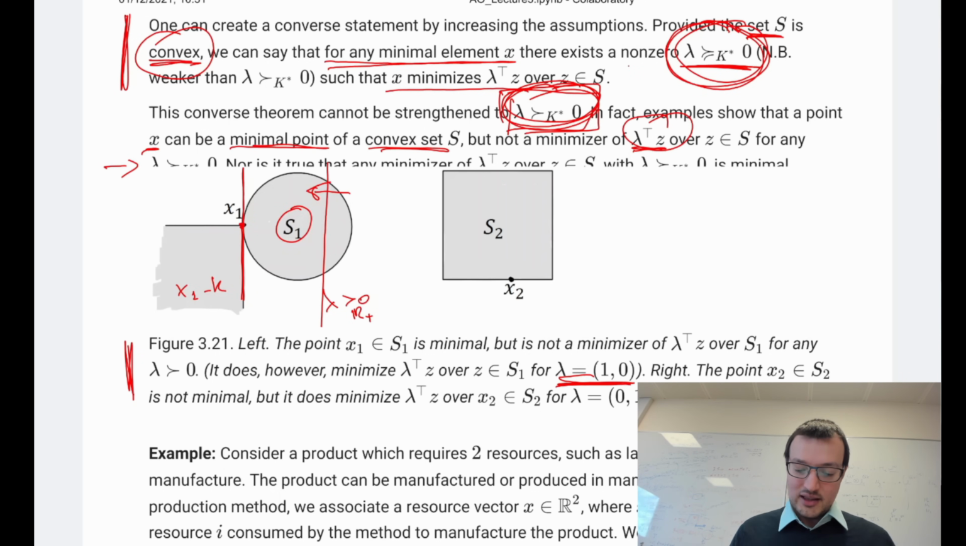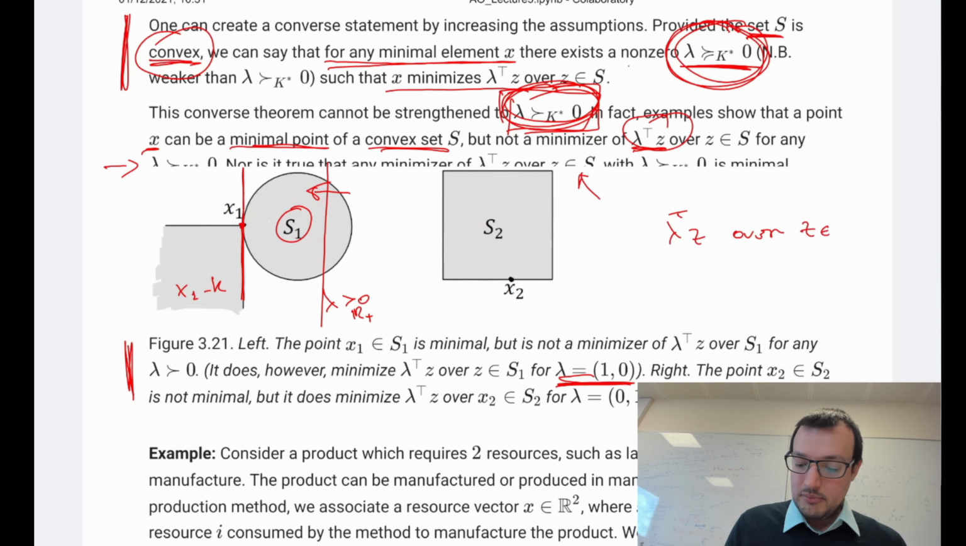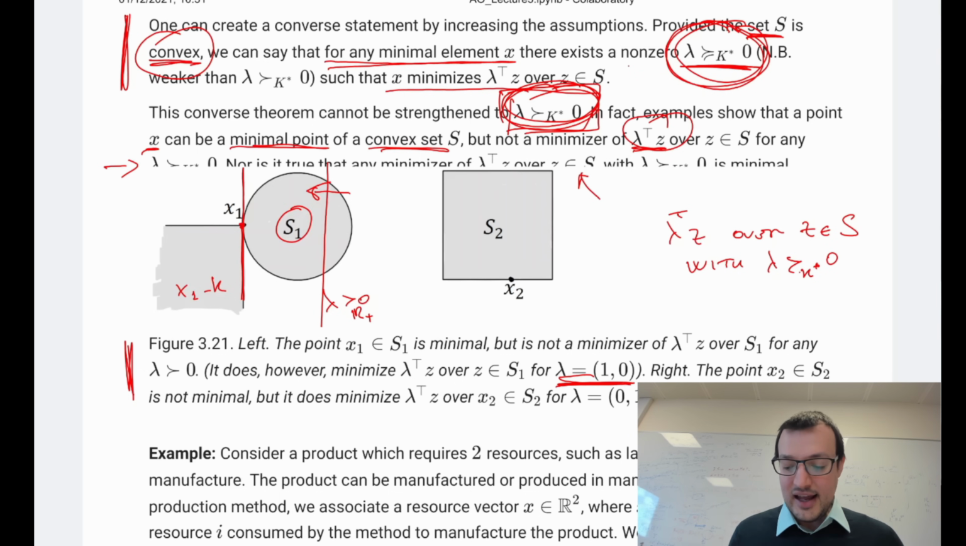And the other statement was the fact that even if x2 is a minimizer of lambda transpose z over z belonging to the set S with lambda strictly positive in the dual cone, even if this is the case, the point is not going to be a minimal point. And here we see the example. We see, for instance, that x2 is not minimal.